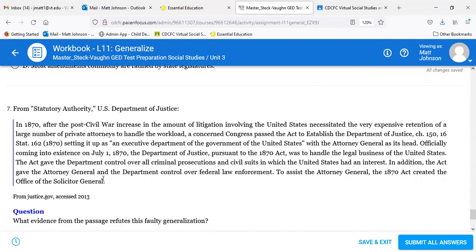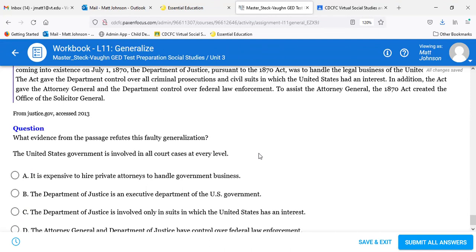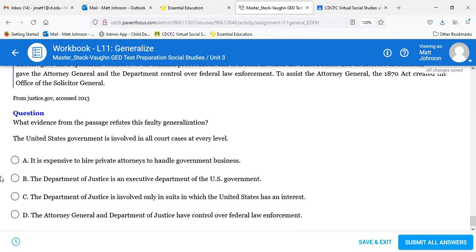All right, so number 7: what evidence from the passage refutes this faulty generalization? So this is an inaccurate statement. What evidence is going to refute that? The United States government is involved in all court cases at entry level. A, it is expensive to hire private attorneys to handle government business. B, the Department of Justice is an executive department of the U.S. government. C, the Department of Justice is involved only in suits in which the United States has an interest. D, the Attorney General and Department of Justice have control over federal law enforcement.